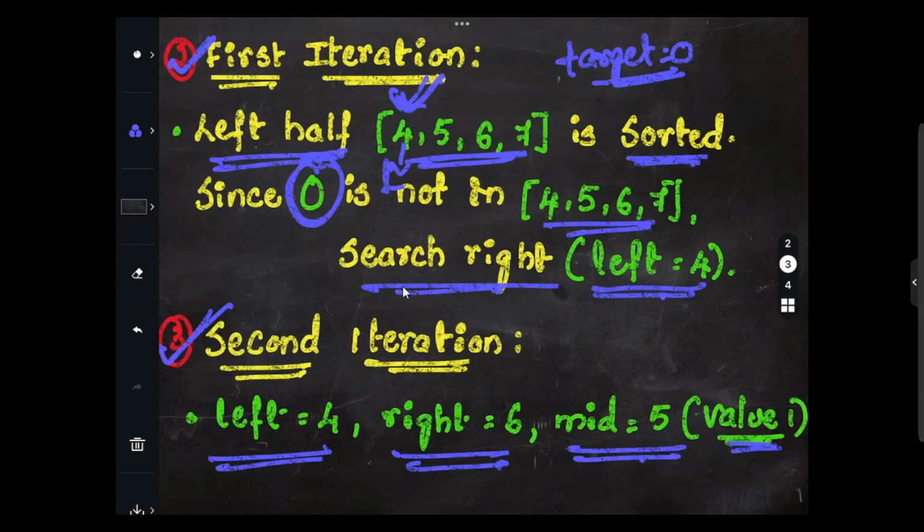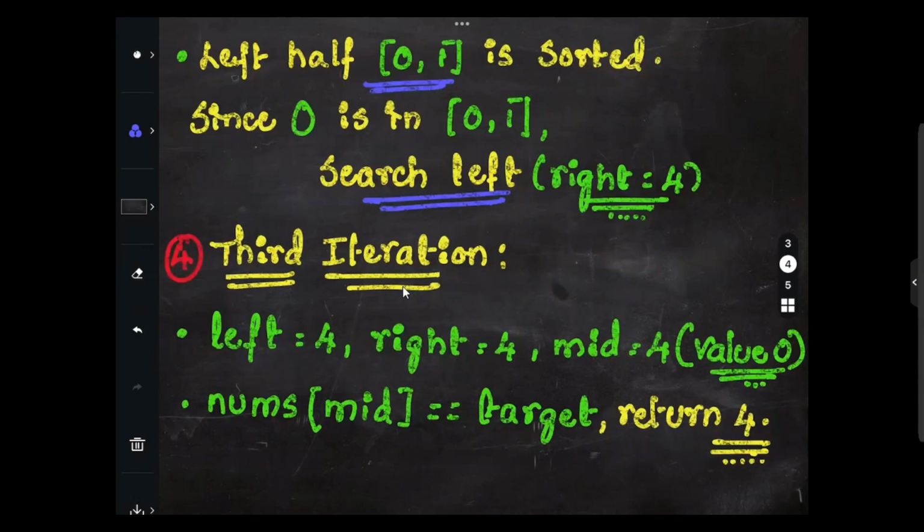Right equals 4 now. This is fine. I hope this is clear. Let's come to the third iteration. Easy to understand, right? Pure binary search. Here in this case, now left equals 4, right equals 4, mid equals 4.